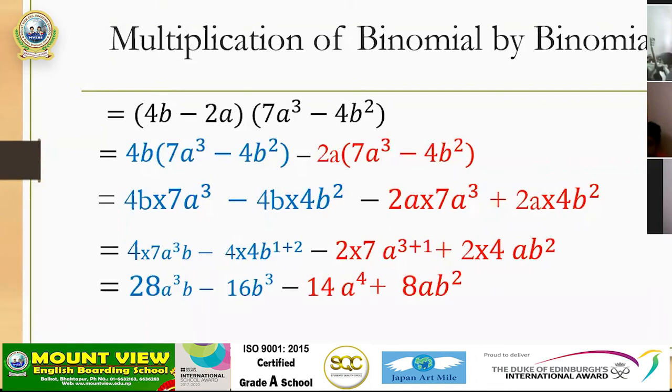Okay, none of them are like terms because although the bases are the same in the first and the last term, the powers are different. If the powers are different, they are called unlike terms. So this is how we carry out the multiplication of a binomial by a binomial.